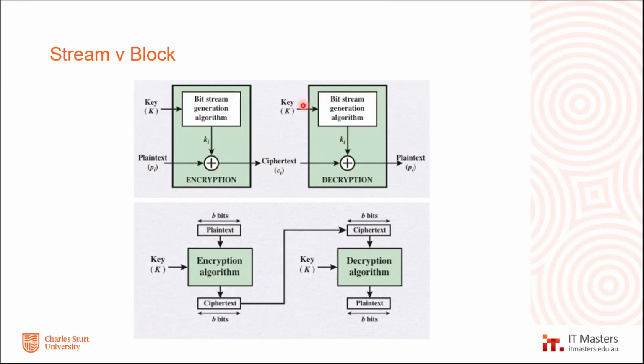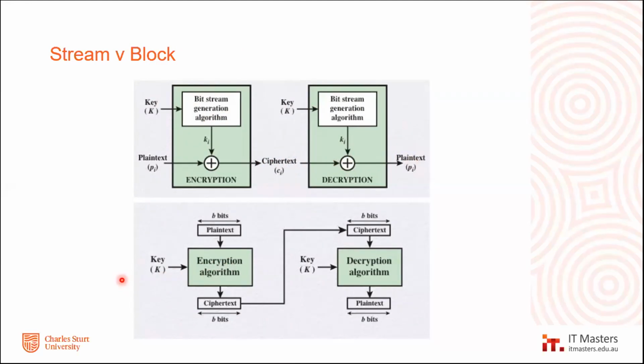At the other end, all we simply do is feed the same key into the same bitstream generation algorithm. We send the ciphertext in, it does the reverse decryption, and it comes out with the plain text. So it's exactly the same as a simplified diagram we looked at before, just showing the placement of the bitstream generation algorithm.